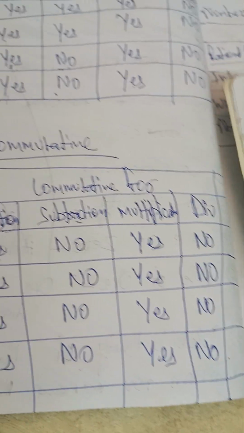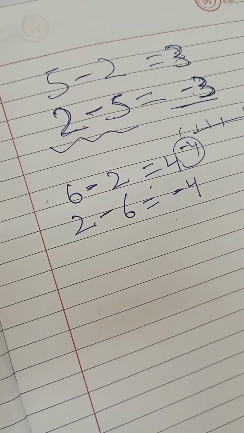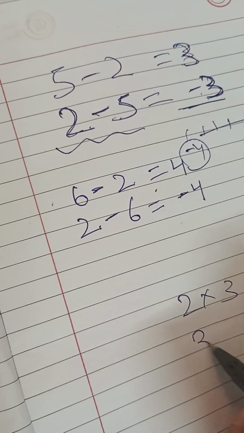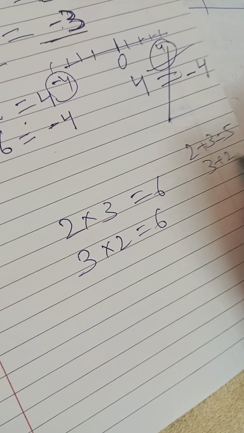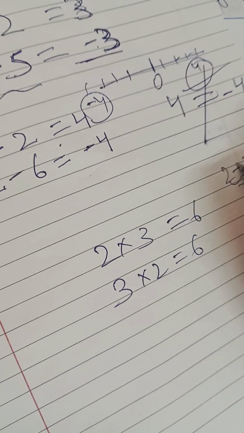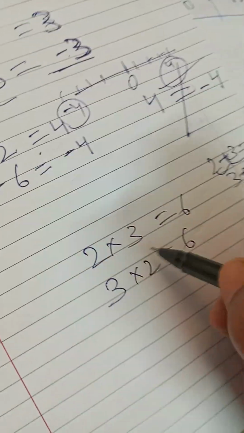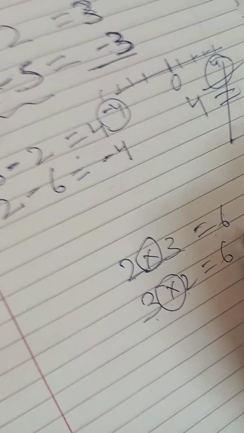Now let's see it for multiplication. Whenever we multiply any two numbers, 2 into 3 is 6. Now change the order, 3 into 2, again 6. Like addition, 2 plus 3 is 5 and 3 plus 2 is also 5. Whenever we change the order when adding or multiplying, the result will not change. For multiplication it is commutative.